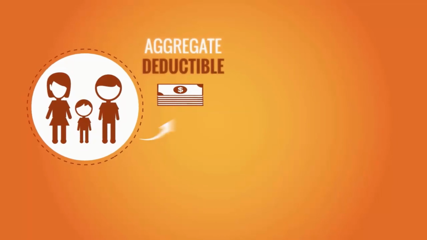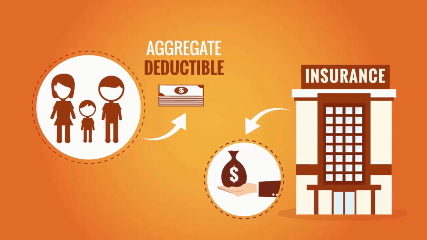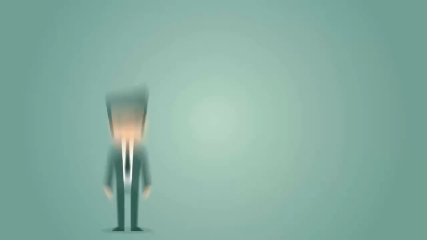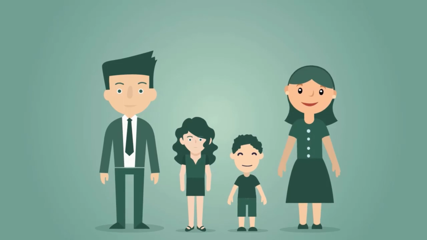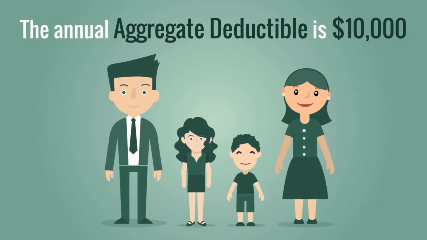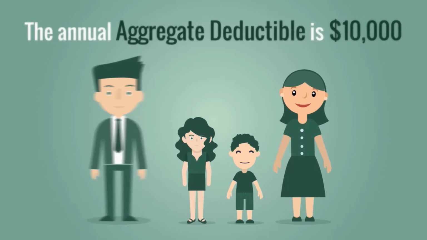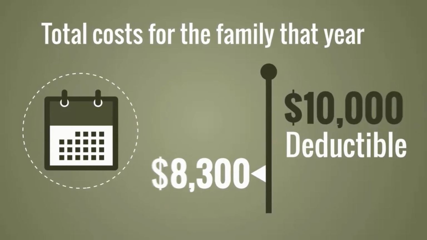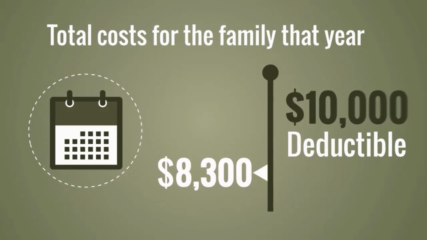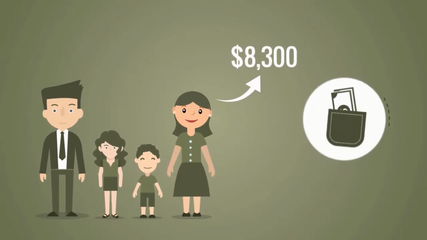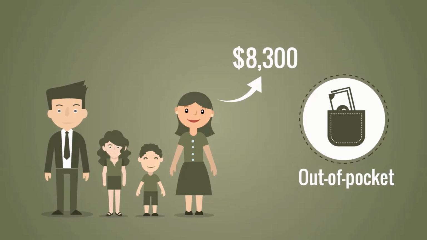Generally, with an aggregate deductible, the family must pay the entire family deductible before health insurance begins paying its share of costs. For example, let's take a family of 4, mom, dad, son, and daughter enrolled in a family health plan. The annual aggregate deductible is $10,000. During the year, each member of the family incurs eligible medical expenses as shown here. With total costs for the family that year of $8,300, which is below the $10,000 deductible, the family would pay their $8,300 in medical expenses out of pocket, subject to plan rules and any limits.